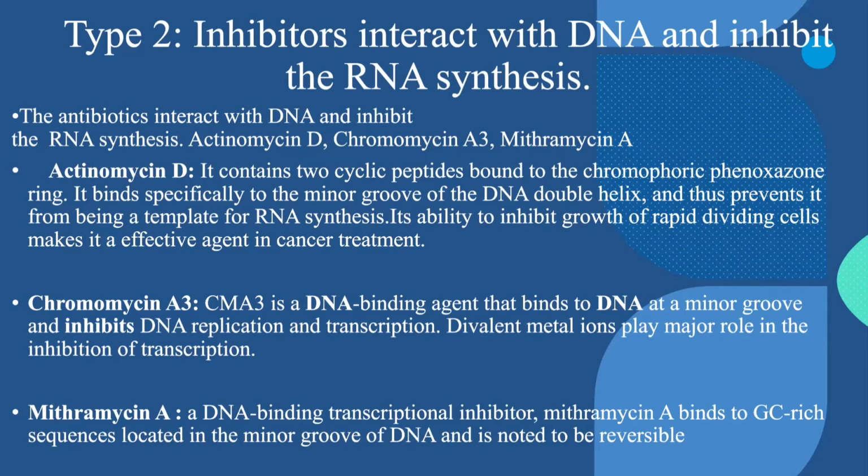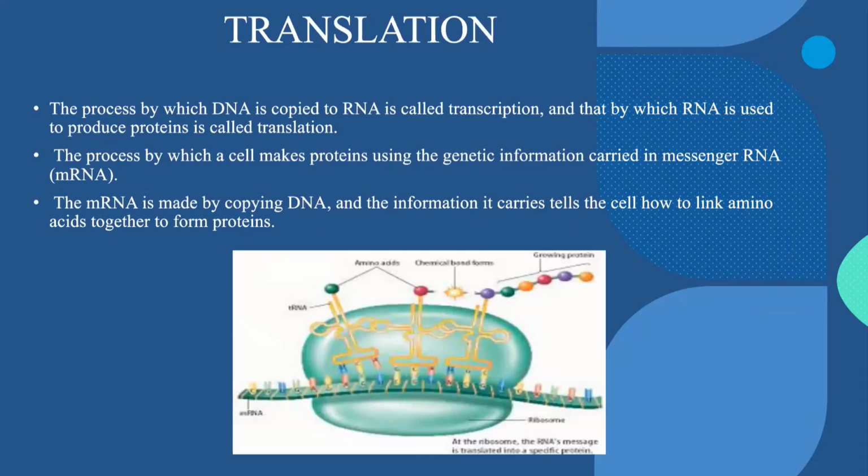Then mithramycin A. This is a DNA binding transcription inhibitor, and mithramycin has a property to bind with the GC rich sequences, that is guanine and cytosine rich sequences, which are located in the minor groove of the DNA. These GC-rich sequences are usually located in the minor groove of the DNA. So mithramycin binds with these regions, thereby inhibiting transcription.